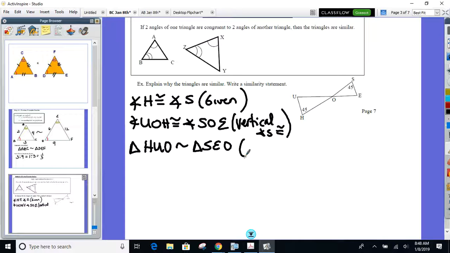And then my reason now would be angle, angle. You got it. All right. Angle, angle, done. Method number two looks pretty familiar.